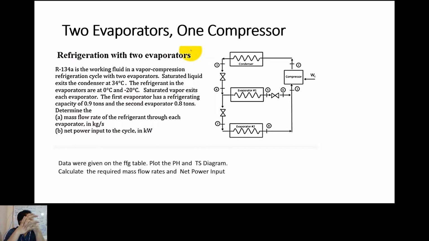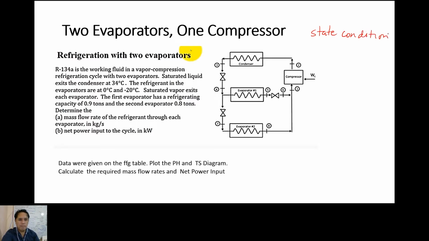The key message here is you have to know how to draw the pH and PS diagram, and at least you should be able to know the points, or the condition, the state, based on the given problem. So state or condition, state or condition.